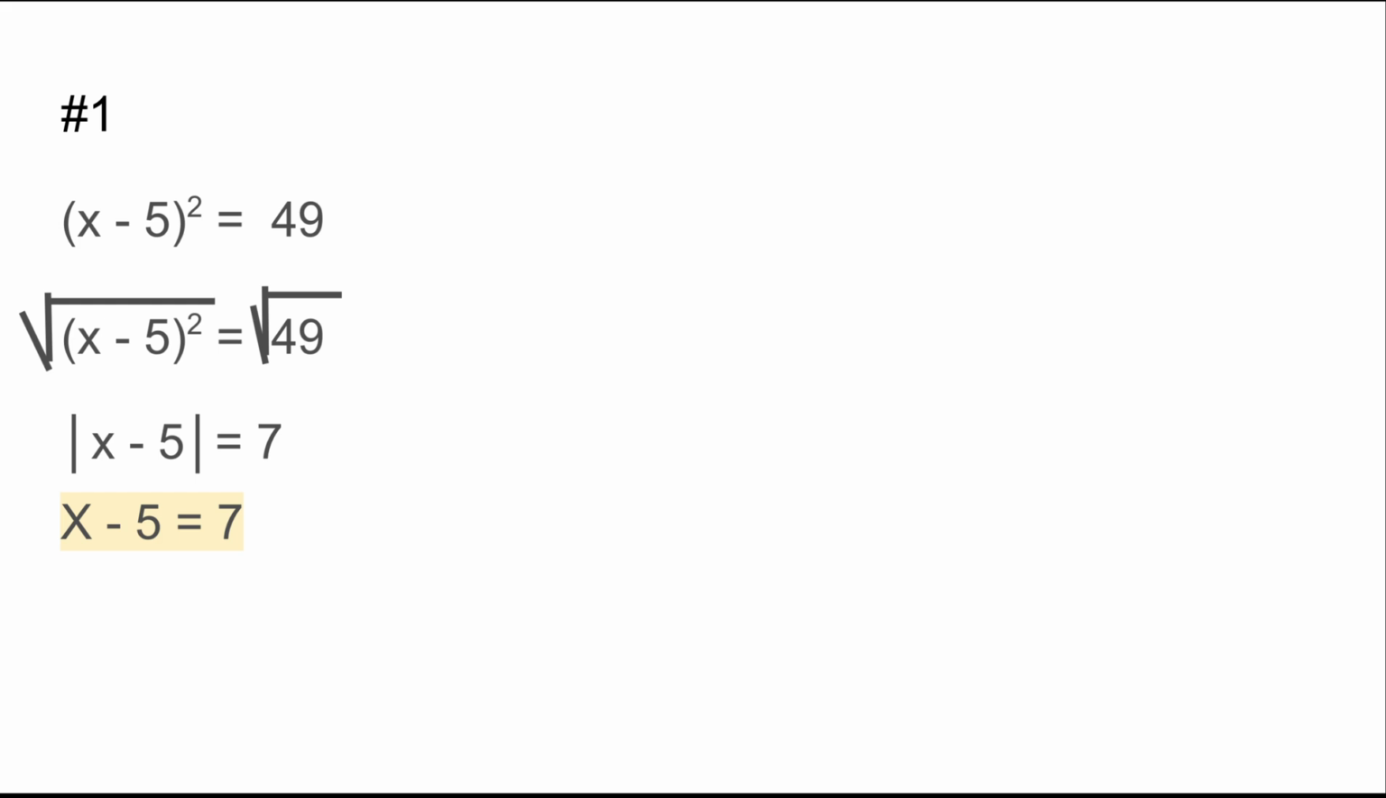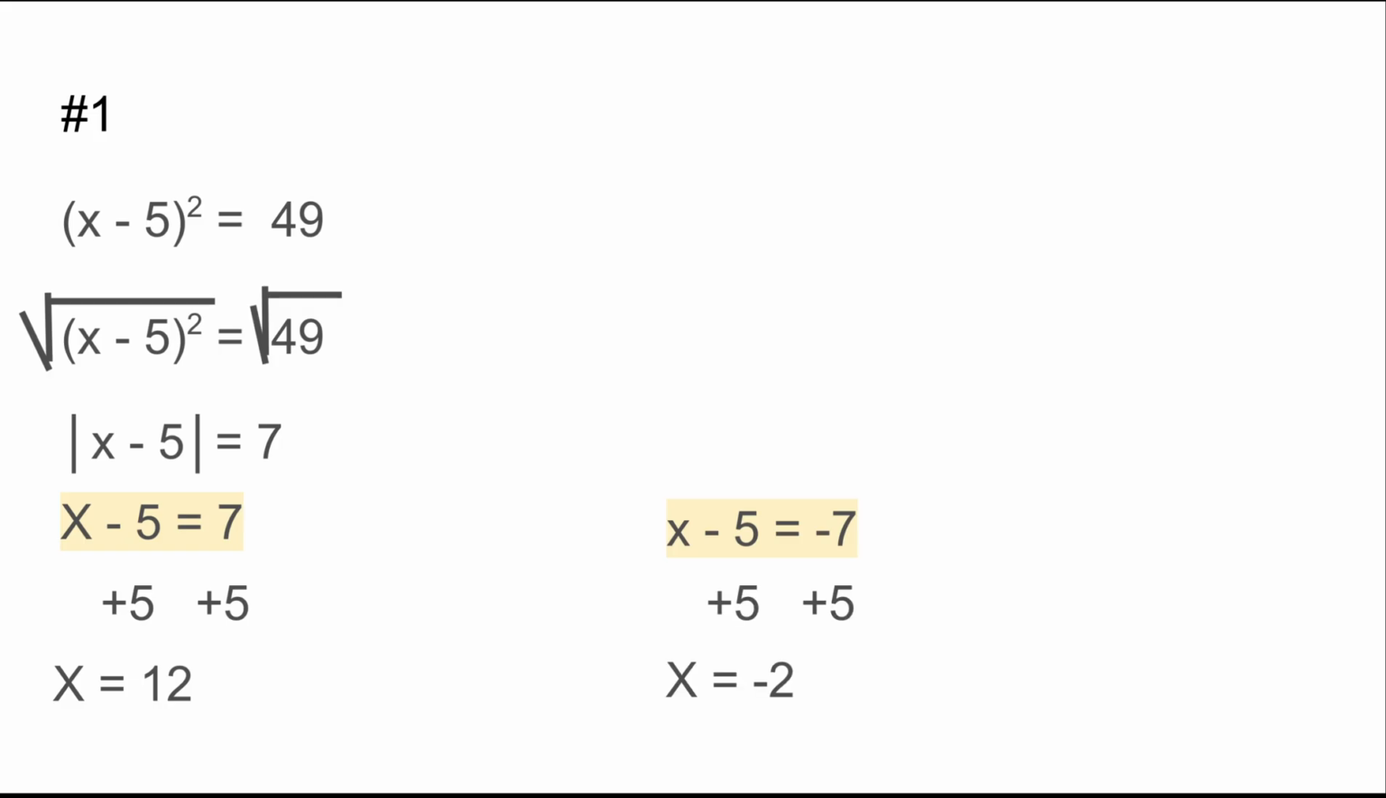Whenever you see a solution like this, where you're going to have to take the square root of a squared equation, you will have a positive and a negative equation that you will create, and then you will have two solutions. So let's solve this one. We're going to add 5 to both sides. x equals 12. Rewrite this: x minus 5 equals negative 7. Add 5 to both sides. x equals negative 2. And so our solution set is 12 and negative 2.